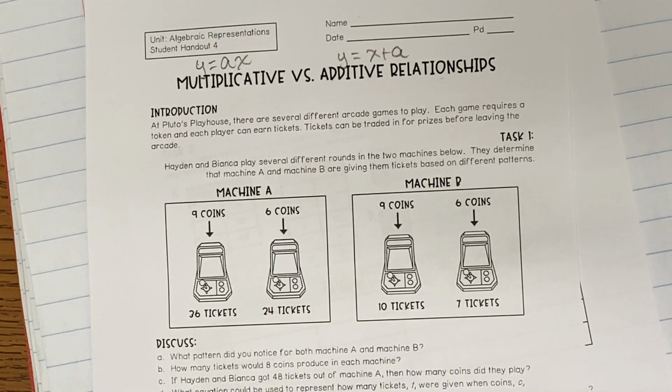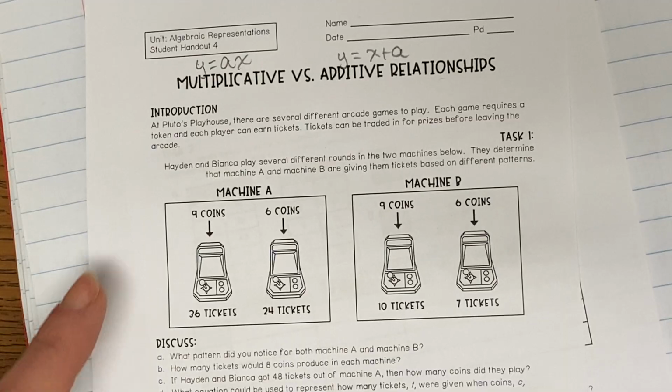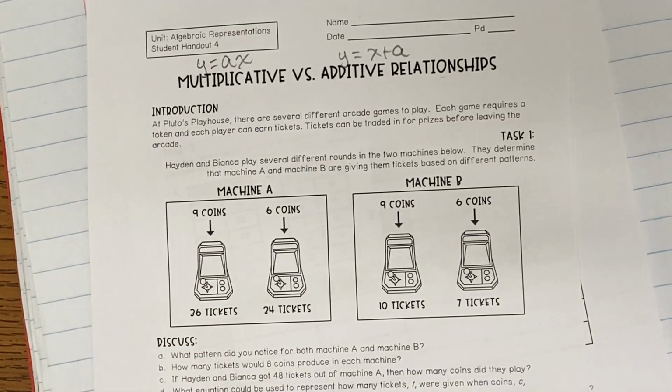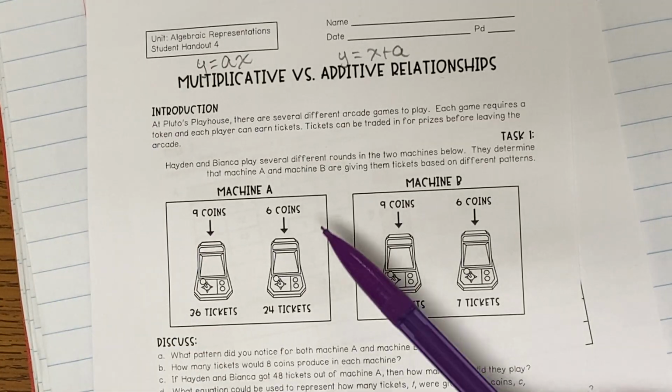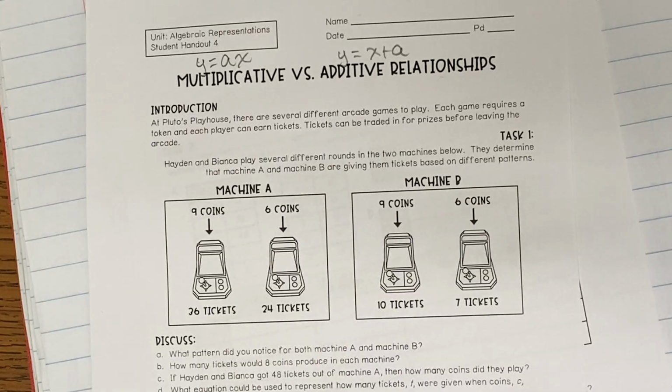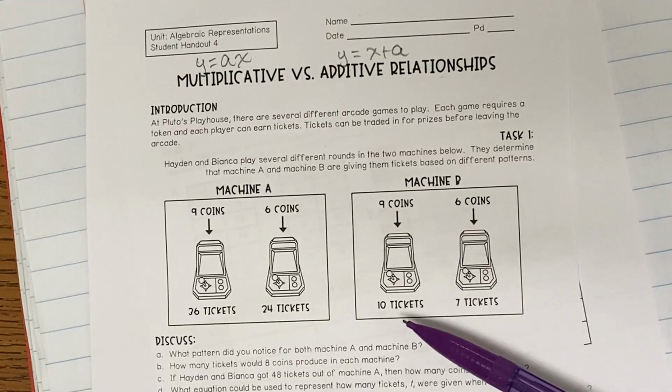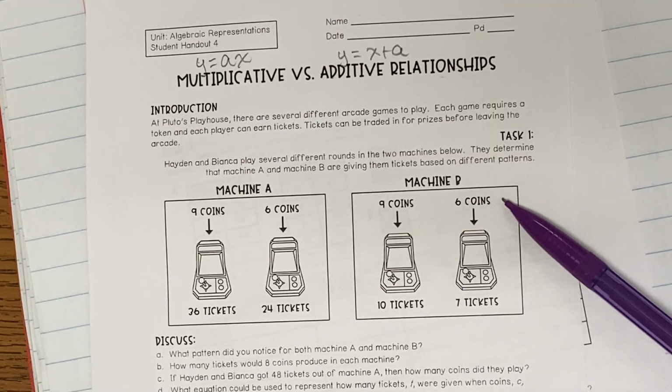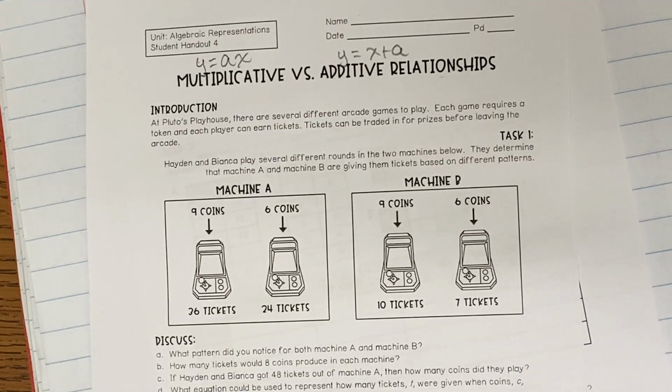Task 1. Hayden and Bianca play several different rounds in the two machines below. They determine that machine A and machine B are giving tickets based on different patterns. So on A, they put 9 coins in, they get 36 tickets out. Put 6 coins in, get 24 tickets out. On machine B, they put 9 coins in and get 10 tickets out. 6 coins in and get 7 tickets.